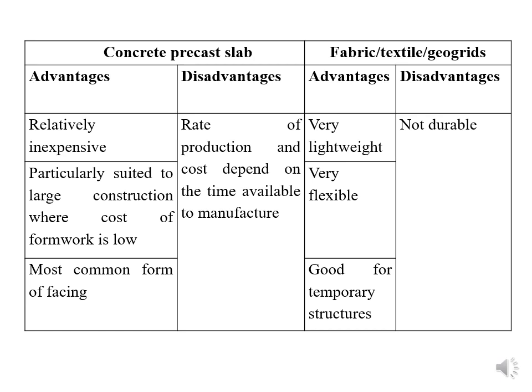Rate of production and cost depend on the time available to manufacture. How much time are we going to give to the manufacturers? Suppose tomorrow you want to start the work for the facing unit and you say that you want the concrete precast slab today itself. In that case, this is a problem. This is the disadvantage. In case of fabrics, textiles, geogrids, the advantages you can see are very lightweight, very flexible, good for temporary structures, but it is not durable. It is not long lasting.